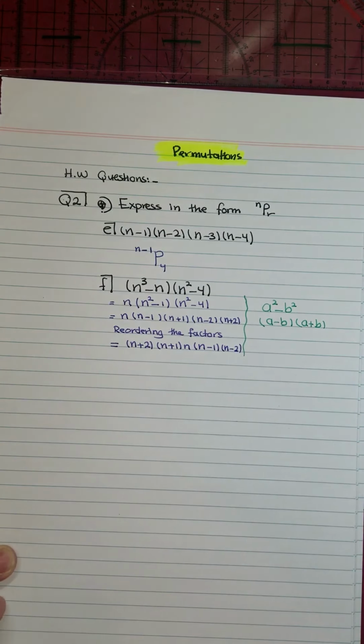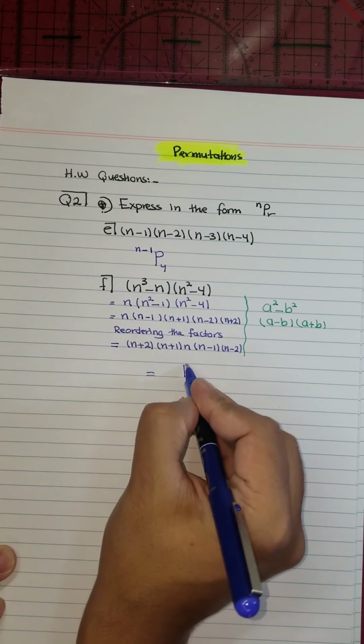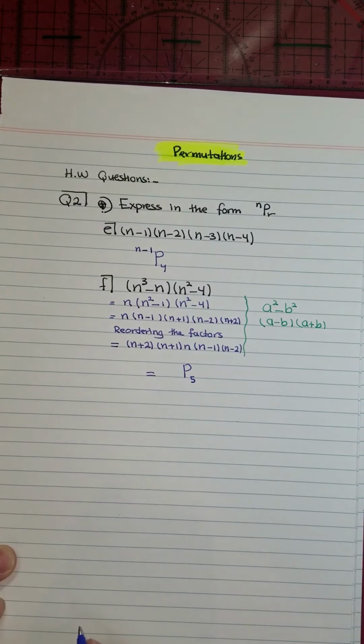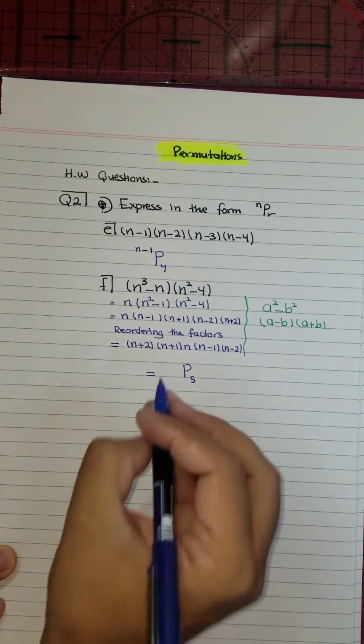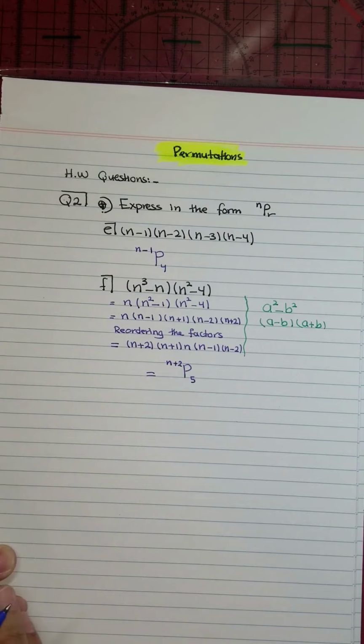Now we have a sequence of factors. There are 5 factors that come after each other. So it's a permutation in which you have 5 actions. And the largest one of these actions is n plus 2. So this is going to be the correct answer.